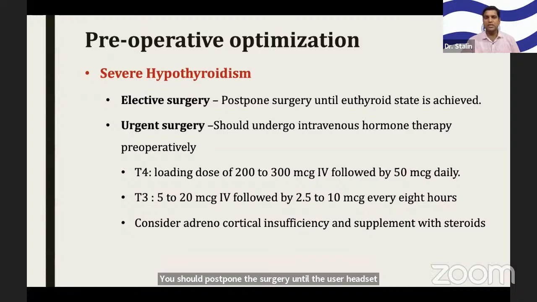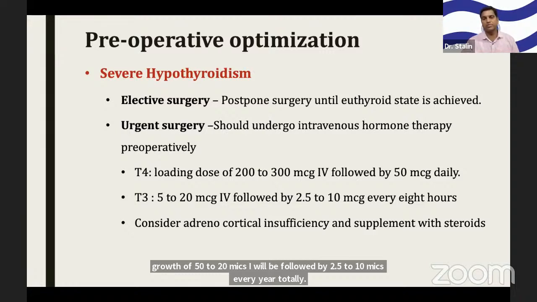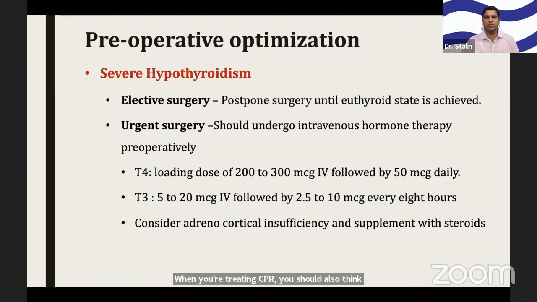If it is an urgent surgery and you cannot postpone it, then you should go for intravenous hormone therapy. Usually, T4 can be given with a loading dose of 200 to 300 mcg IV, followed by 50 mcg daily, or triiodothyronine can be given with a starting dose of 50 to 20 mcg IV, followed by 2.5 to 10 mcg every 8 hours. When you are treating severe hypothyroidism, you should also think of adrenocortical insufficiency and supplement with steroids also.